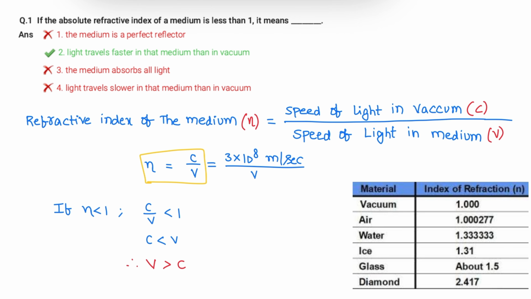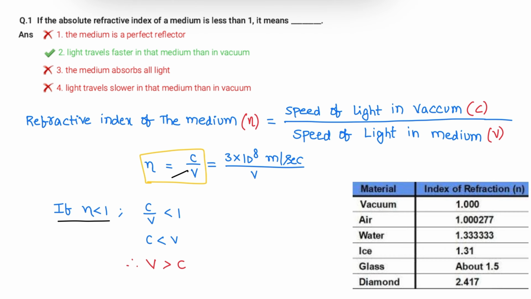First question. If the absolute refractive index of a medium is less than 1, it is dash. We know that the refractive index of a medium, eta, is equal to the speed of light in vacuum to the speed of light in the medium. Eta is written as c by v, 3 into 10 power 8 by the velocity of light in the medium. In the question, it has been given eta is less than 1.